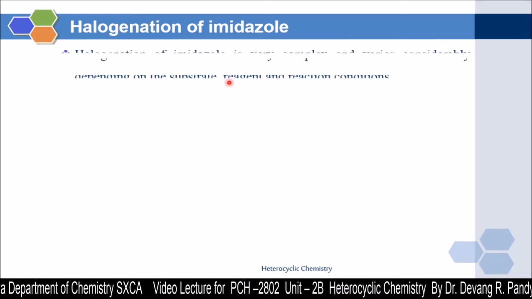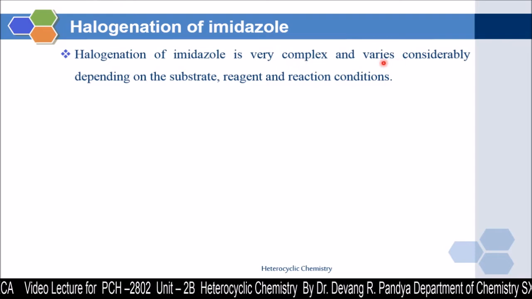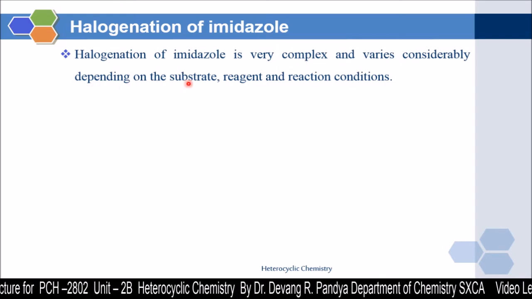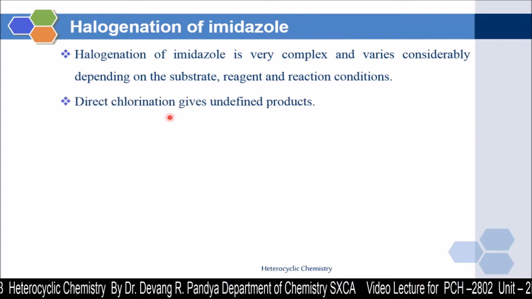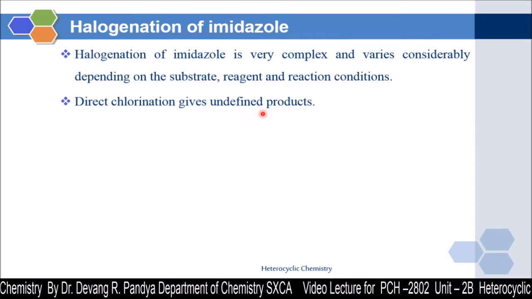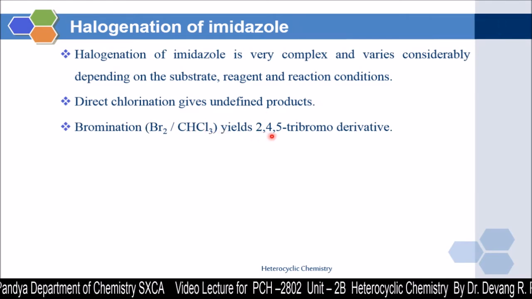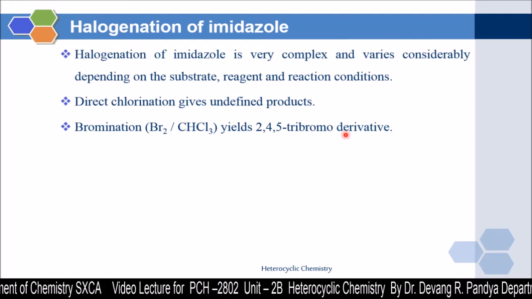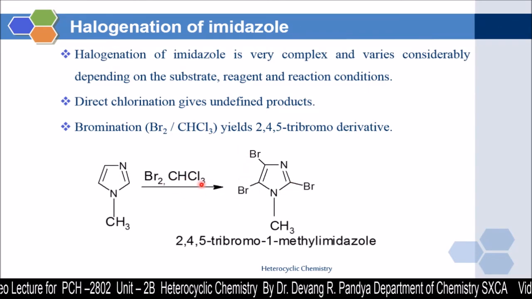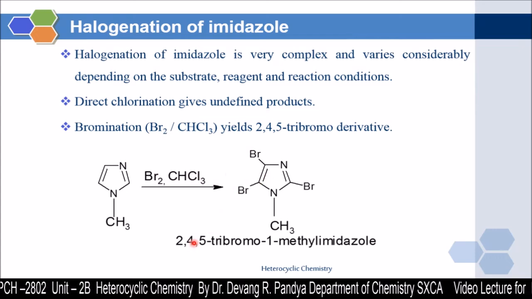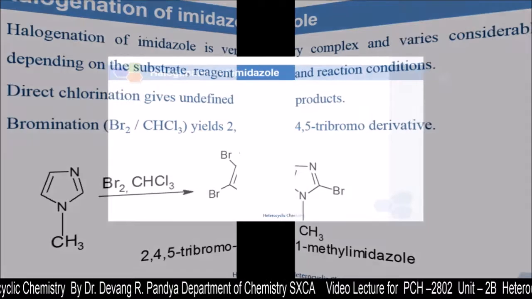Halogenation of imidazole, that is electrophilic attack. Halogenation of imidazole is very complex and varies considerably depending on the substrate, reagent and the reaction conditions. Direct chlorination gives undefined product. Bromination in presence of chloroform yields 2,4,5 tribromo derivative. Here is the reaction for the 2,4,5 tribromo derivative, 2,4,5 tribromo 1-methyl imidazole.